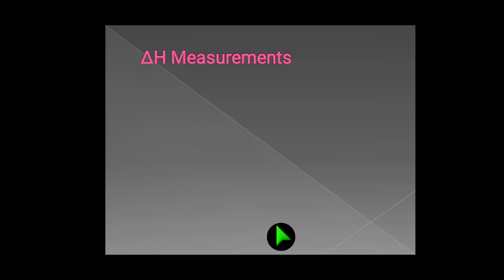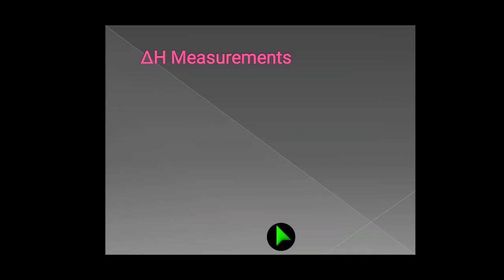Now, applications of the bomb calorimeter. The bomb calorimeter is used to determine the amount of heat released in a combustion reaction. Second point, it is used to determine the calorific value of food. Third point, it is used in many industries such as metabolic study, food processing, explosive testing, etc.